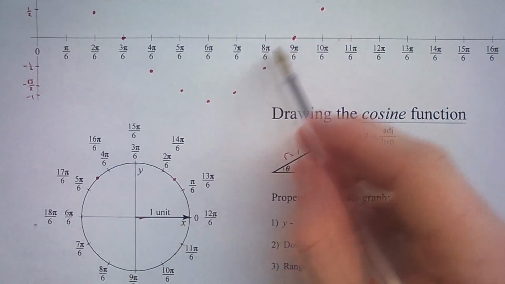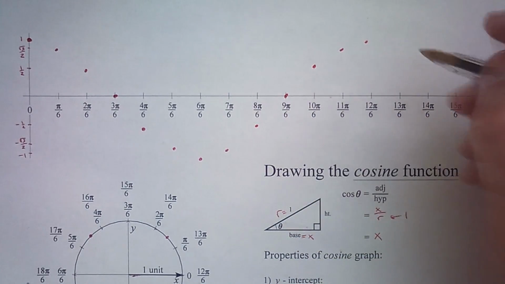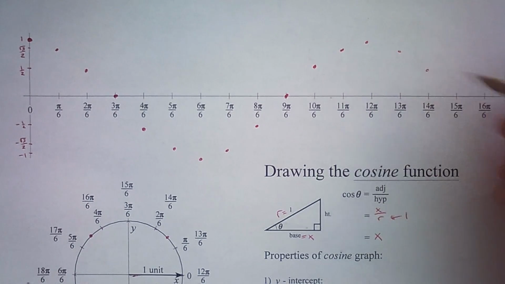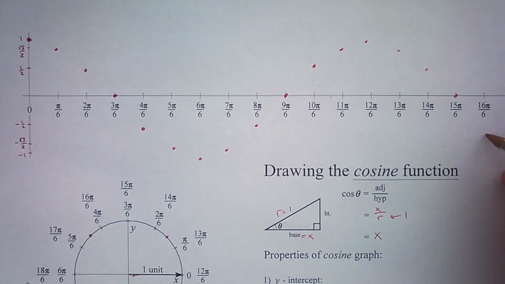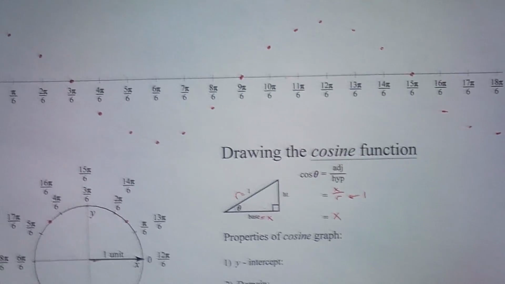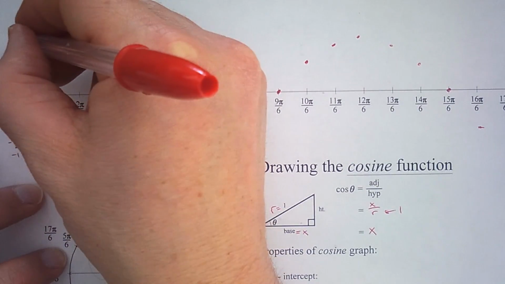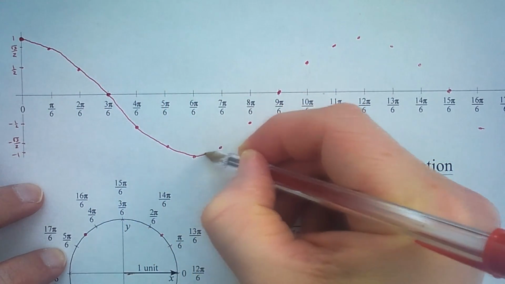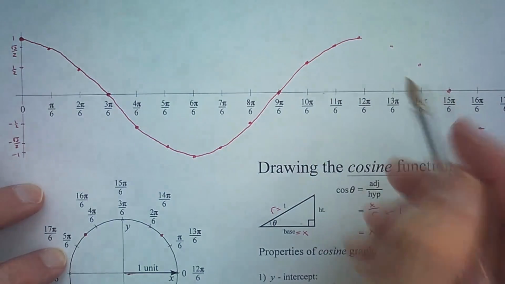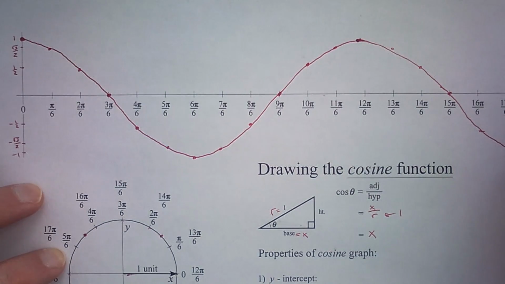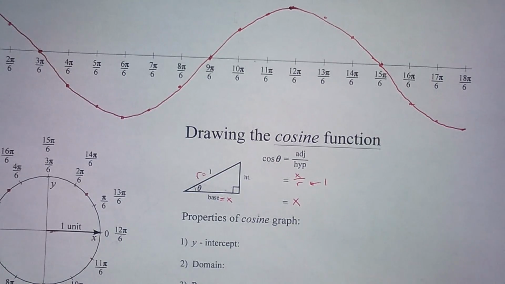Okay, so we have done one complete cycle. After that, it is going to repeat itself. So we're at 3 pi over 2, 1 over 2, 0, negative 1 over 2, negative 3 pi over 2, negative 1. And that is our basic cosine wave. So we can connect these dots now to make our wave. And there is our basic cosine wave.